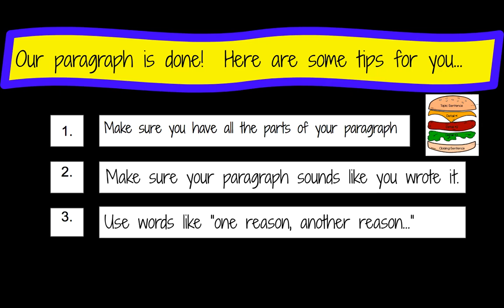Before you start to write your own paragraph, here are some tips for you. Make sure that you have all the parts of your paragraph before you say you're done. Using that image of a hamburger is really helpful. Tip number 2, make sure your paragraph sounds like you wrote it. So if you write a fact like, it takes 385,000 kilometers to get to the moon, I don't know if that really sounds like you wrote it. Make sure there's facts in there that you can explain. Tip number 3, use words in your paragraph like one reason, another reason, a final reason. That'll make your paragraph sound smooth.